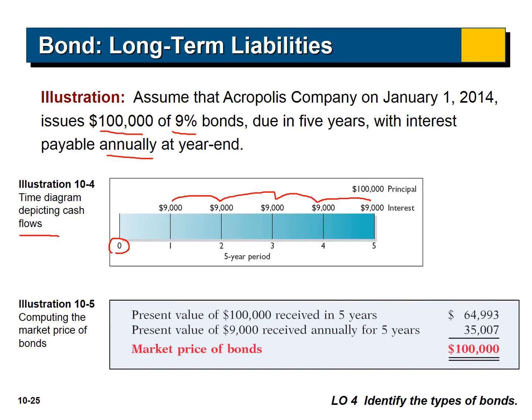So all those payments are due, and at the end of the 5th year, the principal or face value is also due. So to determine the price of the bond, we take the present value of the $100,000, what it's worth today, taking out interest for 5 years, and add in the present value of this $9,000 that's received every year for 5 years, and add them together. The market price is, in this case, the same as the face value, but it does not have to be that way.